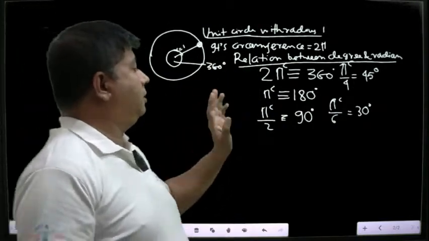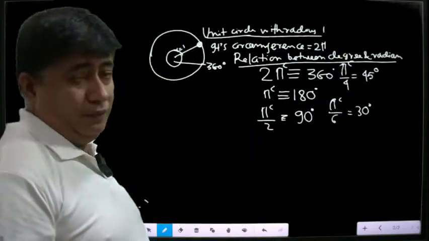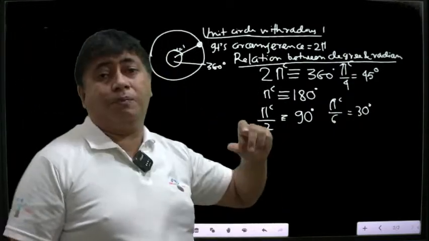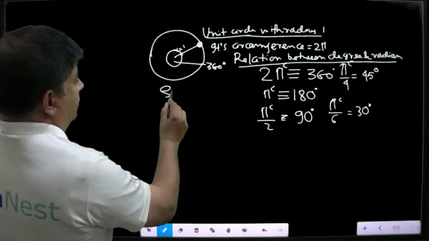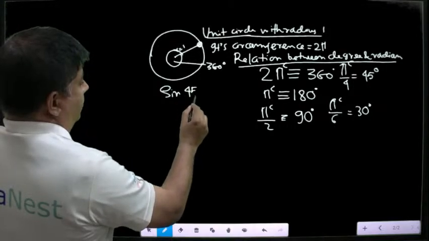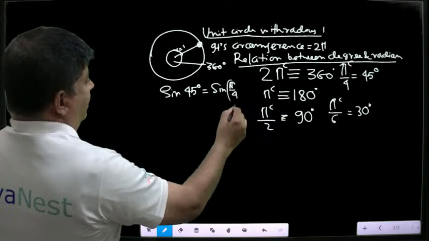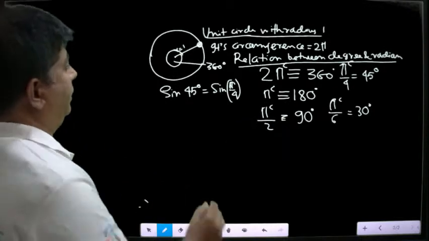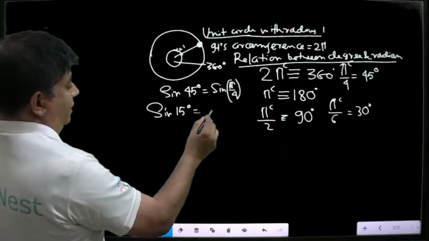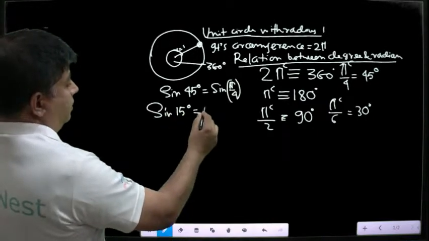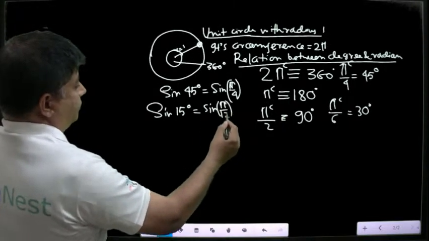If you keep that superscript c silent, it will not be a problem. It is not necessary to mention pi superscript c always. That means sin 45 degrees can be written as sin pi by 4. From degree to radian we can convert. Sin 15 degrees can be written as sin pi by 12.